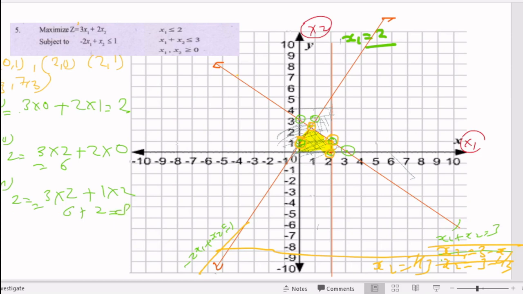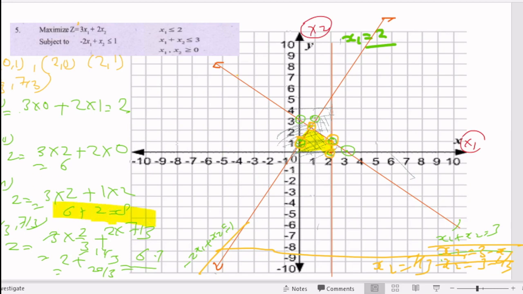Last one, that is D. Okay, 2 by 3 and 7 by 3. So Z is equal to 3 into 2 by 3 plus 2 into 7 by 3. Let's say this will get cancelled. So 2 plus 15 by 3, that is 20 by 3, approximately 6.7 something. Okay, so you can see that maximum value at which point?